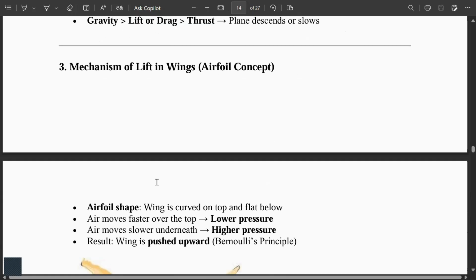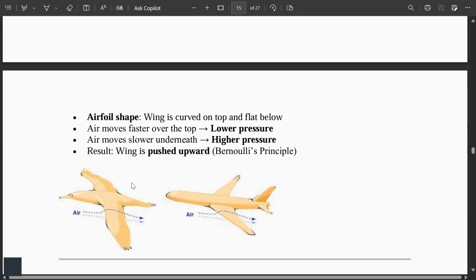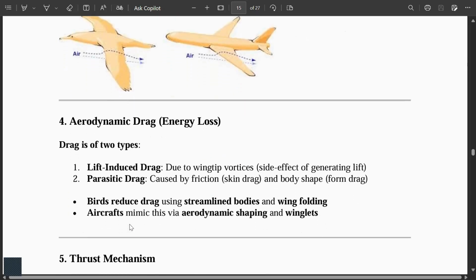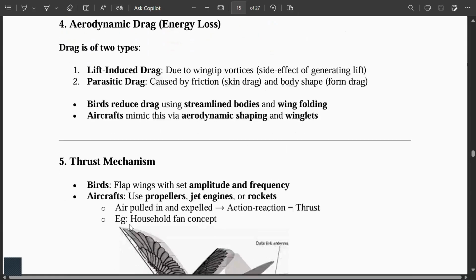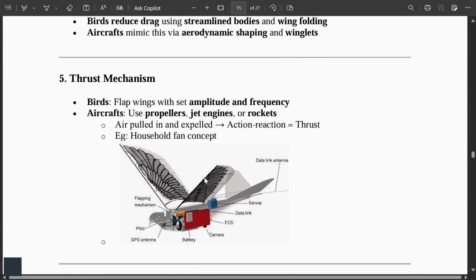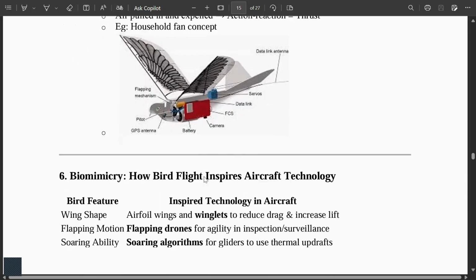So, mechanism of lift in wings. They have a shape, so air moves faster over the top, so lower pressure. Air moves slower underneath, so higher pressure. So the result? The wing is pushed upwards. Bernoulli's principle. Then aerodynamic drag, where energy is lost. There are two types of drag: lift-induced drag and parasitic drag. Thrust is a mechanism. In drones, we use this. So flapping wings are there in birds, but in drones, we have changed this and adapted it.